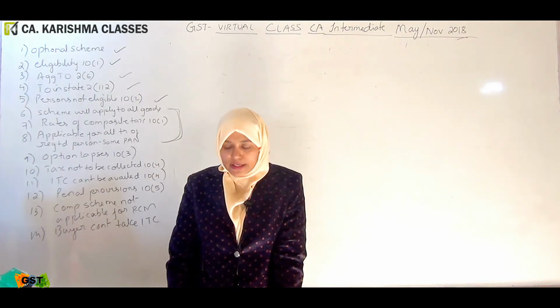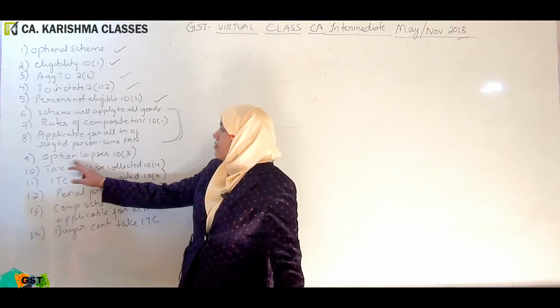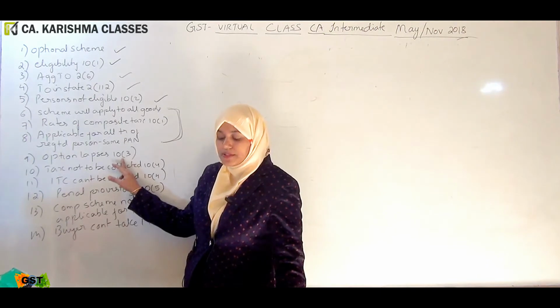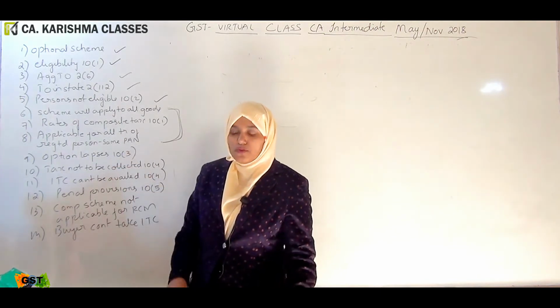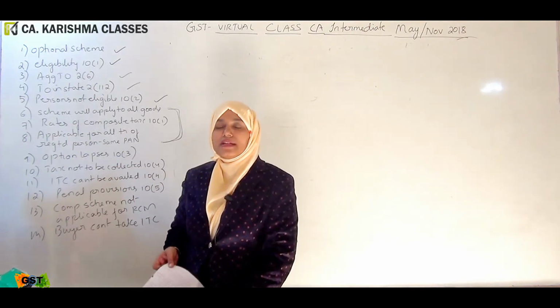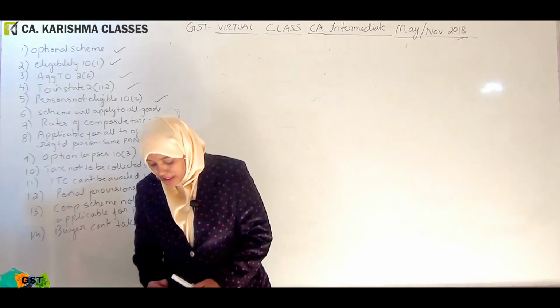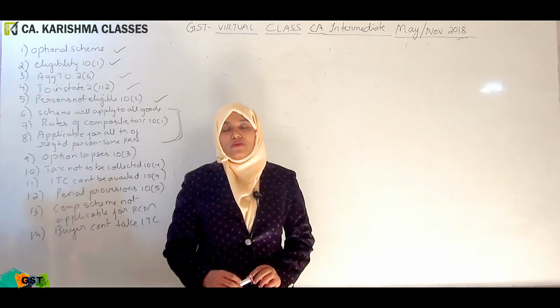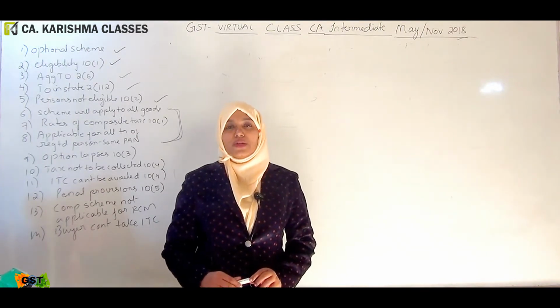Now let's see what are the other points. So now, option lapses. Section 10 subsection 3 is telling when the option will lapse. Here you need to understand that the lapse of option will happen if the aggregate turnover exceeds 75 lakhs during the year.